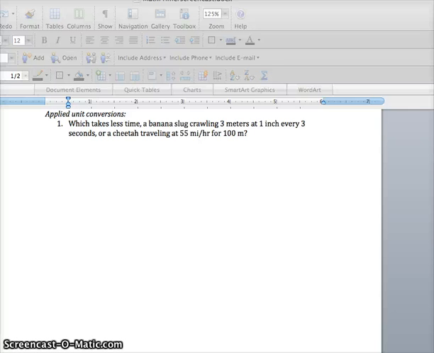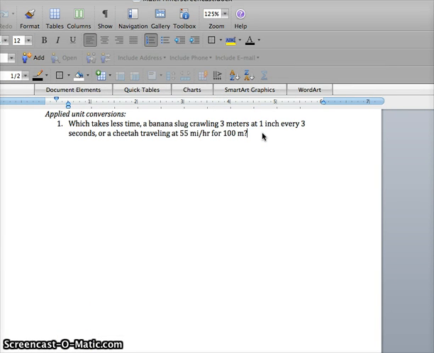The first one asks which takes less time: a banana slug crawling 3 meters at 1 inch every 3 seconds, or a cheetah traveling at 55 miles an hour for 100 meters. For this one, we are effectively solving an equation, but converting units before we put things in the equation. Velocity is equal to distance divided by time, and I'm asking which takes less time. So what we're trying to solve for is time. If we make time the subject of the equation, time is equal to distance divided by velocity.